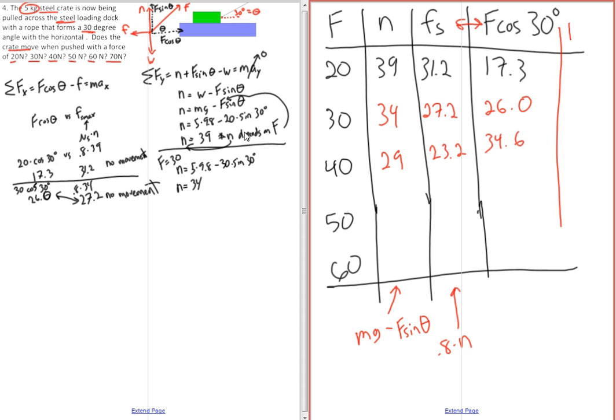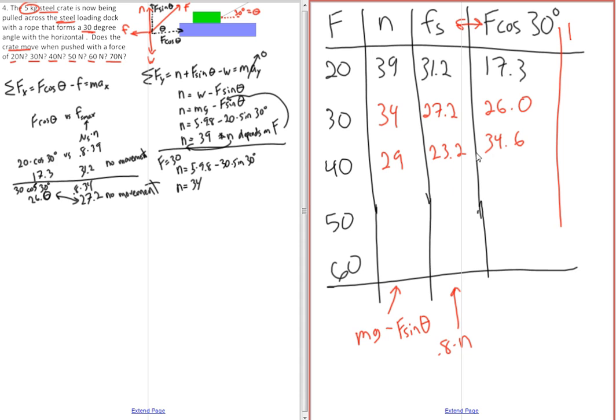If we plug it in for 40, and I'm not going to do those steps right here and then plug it in over there. I've already done that just to show you where the numbers kind of line up. The normal force is 29, the static friction force maximum is 23.2, and the horizontal component of the tension on the rope is 34.6. So when I'm comparing these two numbers, this is what's horizontal. If you look up there, the F cosine theta and the F.